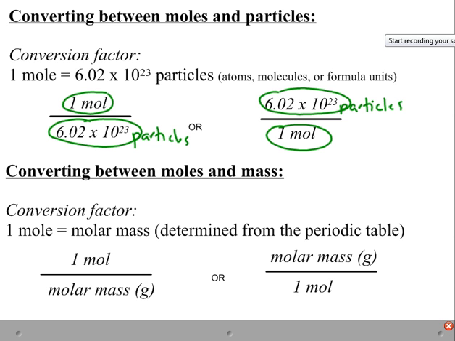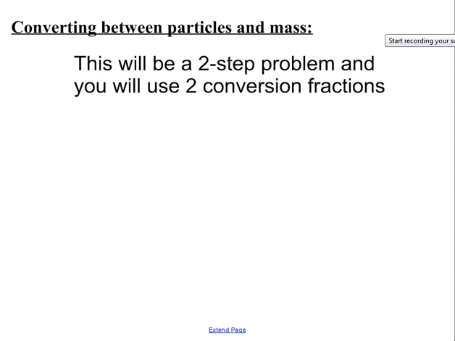Sometimes you're going to have to convert between moles and mass, and the conversion factor that you're going to have to use here is 1 mole is equal to the molar mass, which you'll have to get from the periodic table, and it is dependent on the substance in the question. So you'll set up a fraction, and the fraction can be either direction. It can be 1 mole over the molar mass, or molar mass over 1 mole, depending on which problem you need to do, or whichever problem is given to you. If you have to convert between particles and mass, this is going to be a 2-step problem, and you're going to need to use 2 conversion fractions, one of each of the types that we just talked about.